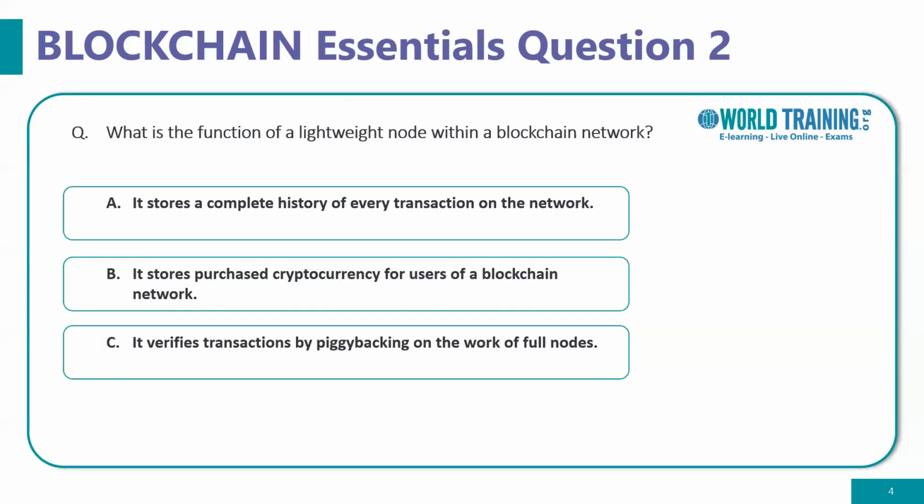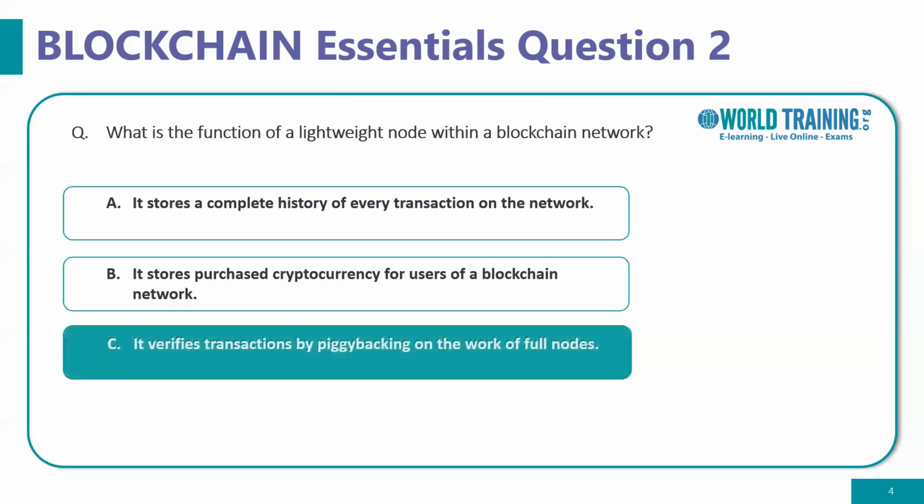This is again something we discussed as part of the whole course. The right option for this is option C: it verifies the transactions by piggybacking on the work of the full nodes. So option C is the correct answer.